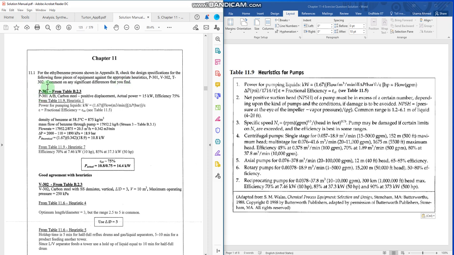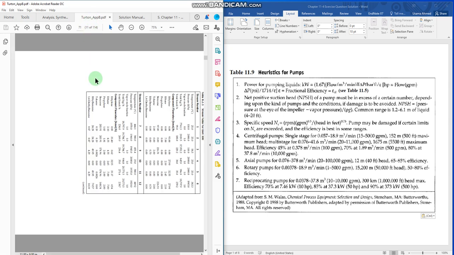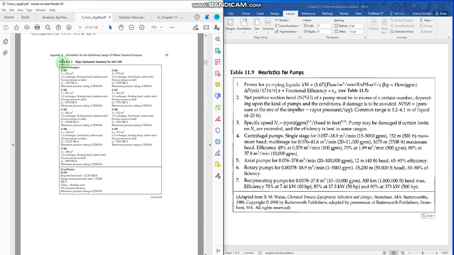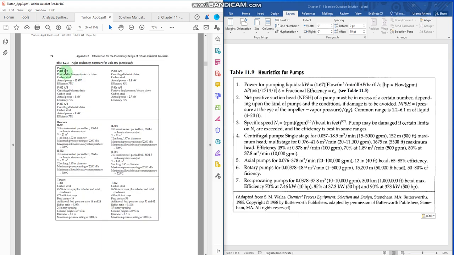Now here we are provided some of the information about the pump 301. Okay, from table B.2.3. If you go to the table B.2.3, you would find the following information. So if I take you here, okay, so this one is the table B.2.3. So we will go down here for the pump section, and here you would find some of the information on the pump. Positive displacement, this is the type of pump. Carbon steel is the material of construction. Actual power is 15 kilowatt, and the efficiency of the pump is 75%. So this is some of the information that is already provided to us.